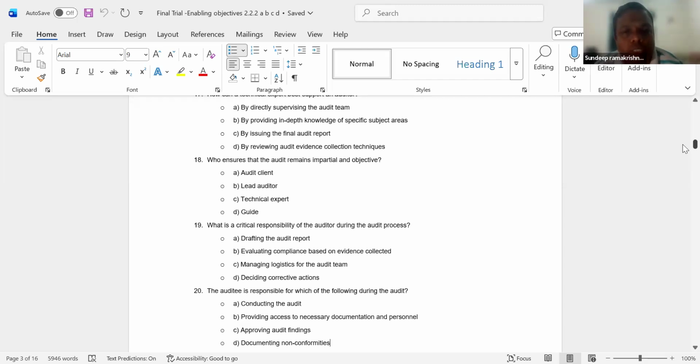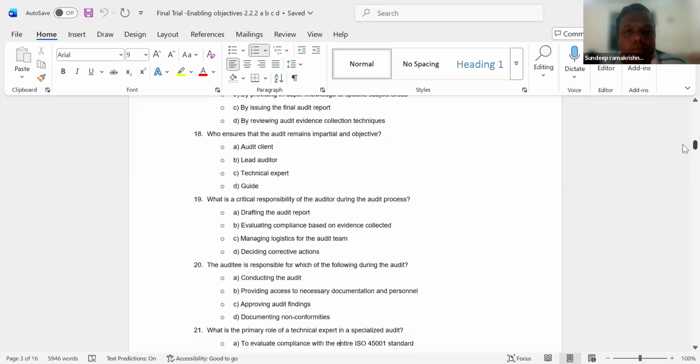It is the lead auditor's responsibility to remain impartial and objective. Your conclusions cannot be based on bias or anything else. They should be based on evidence. So impartiality and objectivity is the primary responsibility of the lead auditor.